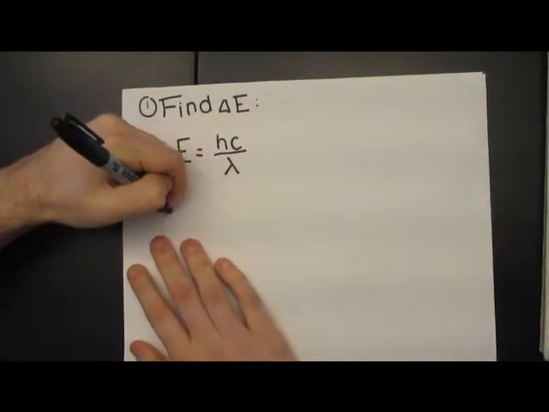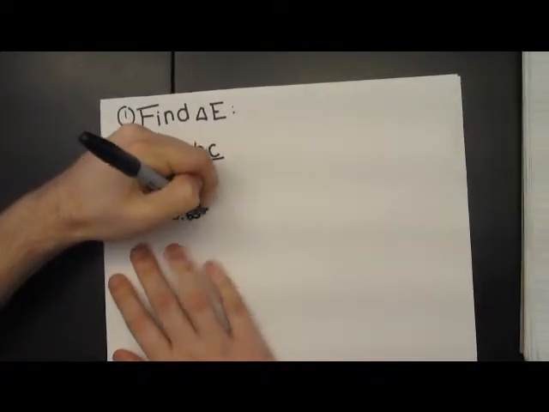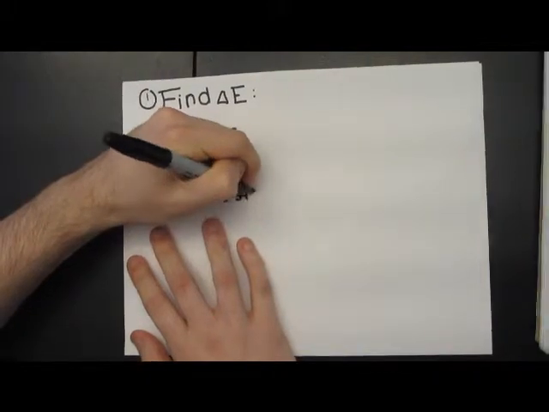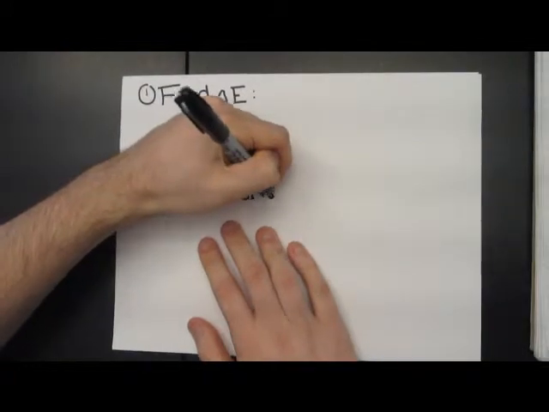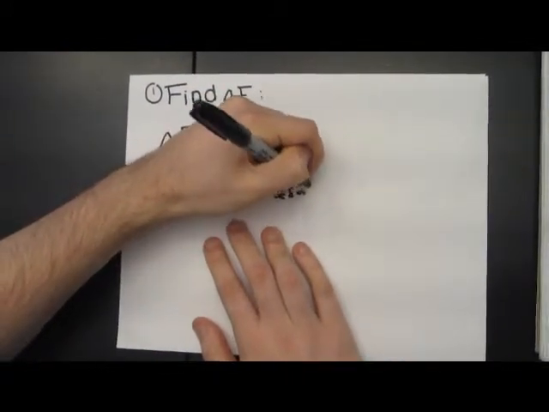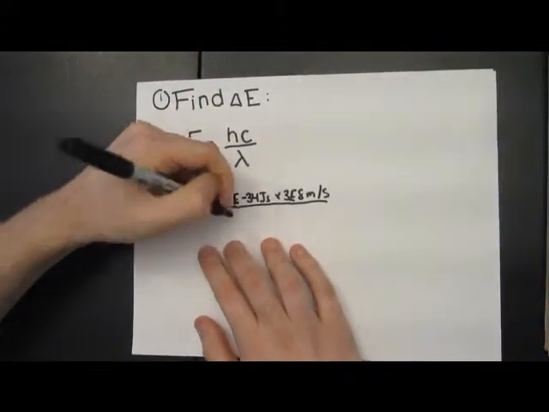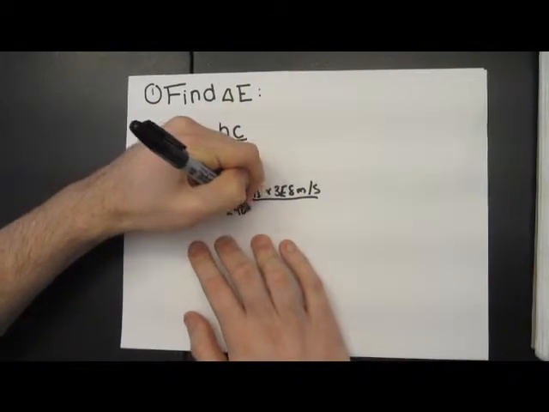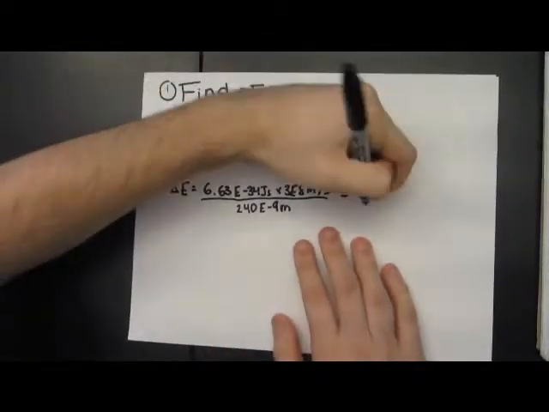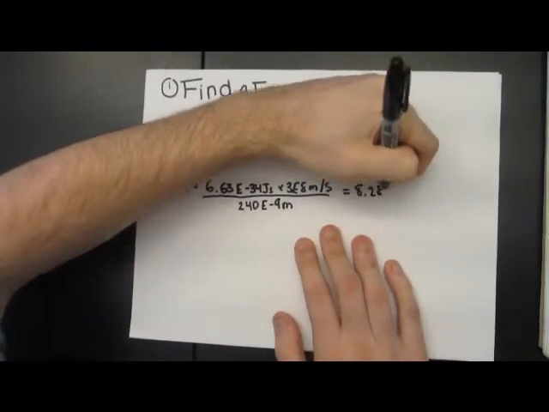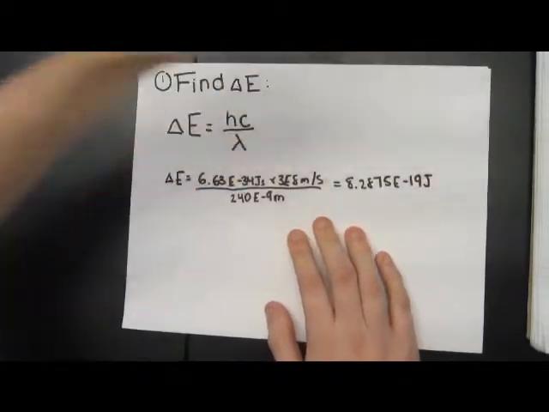So delta E is equal to Planck's constant, 6.63 × 10^-34 joules times second, times the speed of light, 3 × 10^8 meters per second, and that's all divided by our wavelength, and our wavelength is 240 × 10^-9 meters, and this value turns out to be 8.2875 × 10^-19 joules.